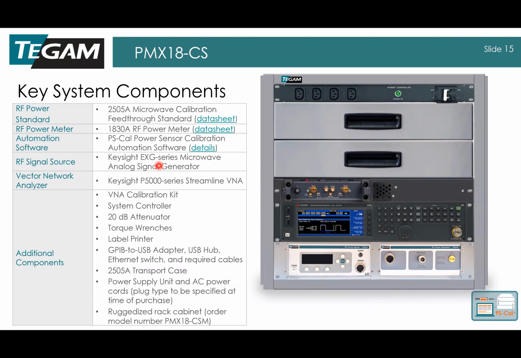And then some additional components. The idea was to give you everything that you need to calibrate any sensor. So you get your attenuator. We provide torque wrenches with the system, the VNA cal kits, transport case for getting your 2505 calibrated, power supplies, cabinets, label printer, all of those types of things.